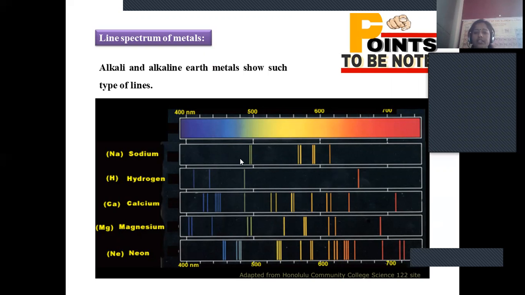So for sodium, it will be exhibited in this manner. For the hydrogen atom, you can find such lines in its spectrum. Calcium is able to exhibit these many lines in different wavelength regions. Magnesium is also exhibiting a line spectrum like this. The neon line spectrum will appear in this manner. Because of this emission of electrons, they are able to exhibit such line spectra in distinct wavelength regions, so that you can identify these elements based on their spectral data.